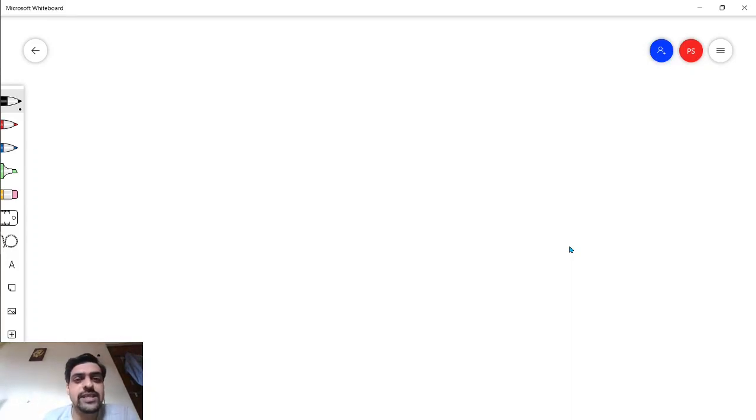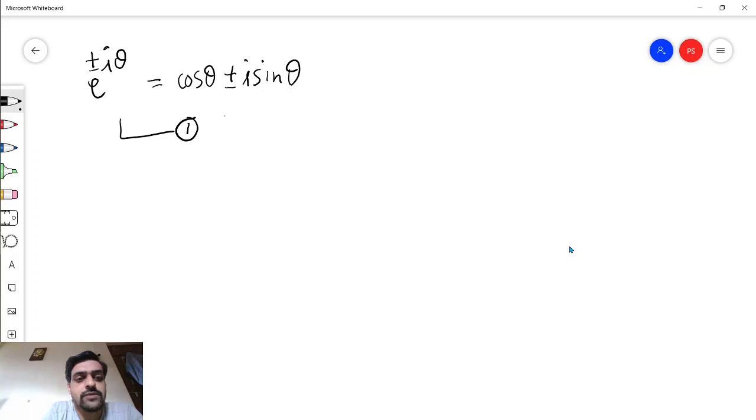Now we will revisit Euler's formula and use it to study how to solve exponential and trigonometric functions involving complex numbers. So to begin with, I would like to just mention the formula here. e raised to plus or minus i theta is cos theta plus or minus i sin theta. Call it equation 1, Euler's formula.